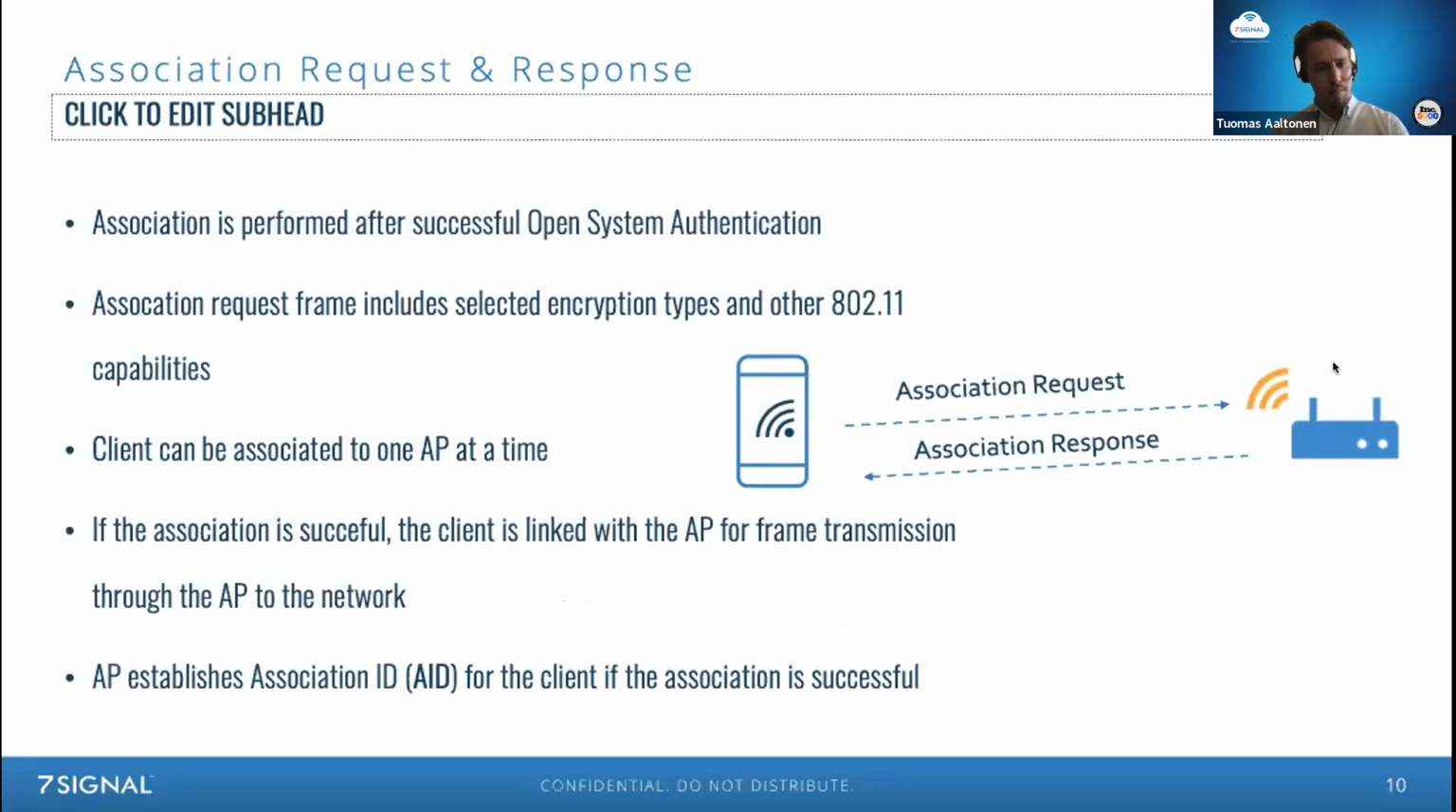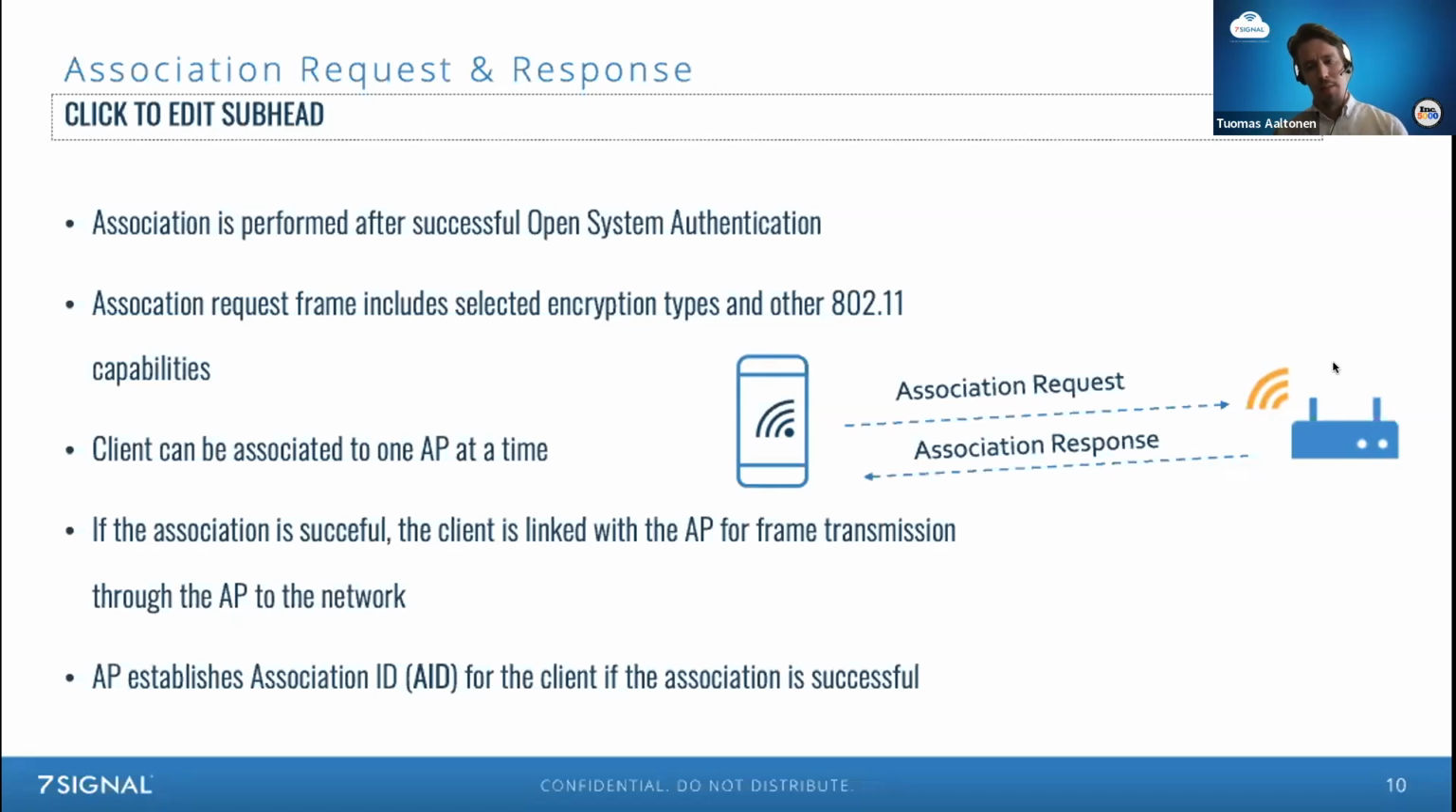And then if all that is agreed, and the association is successful, then the client is linked to the AP for the frame transmission through the access point and then to the network.